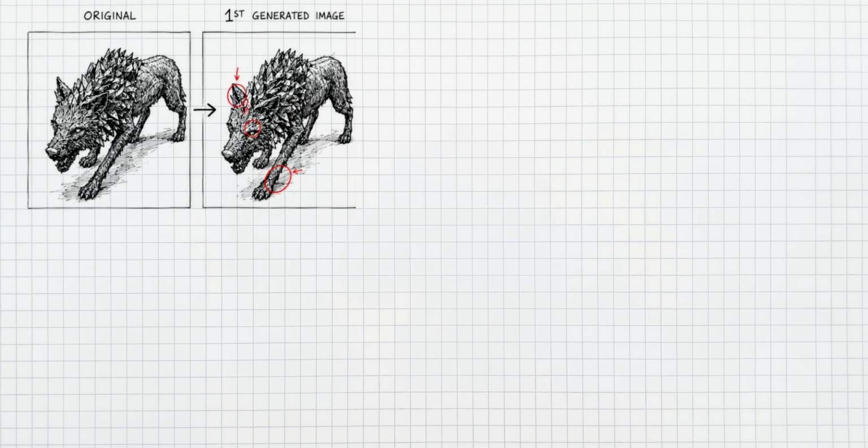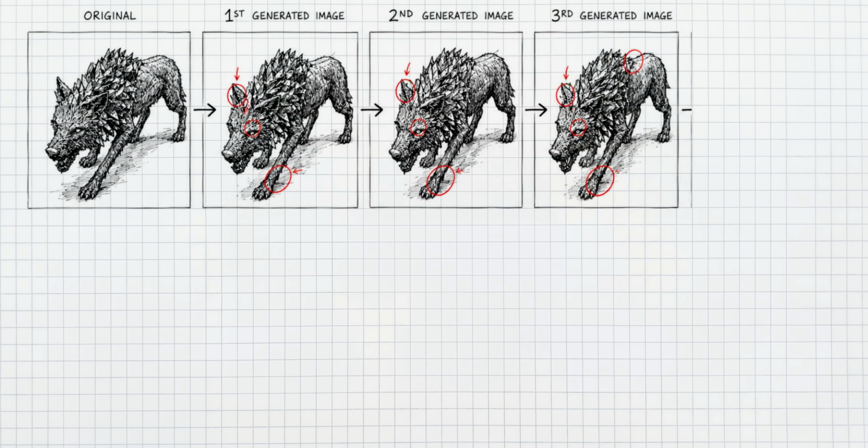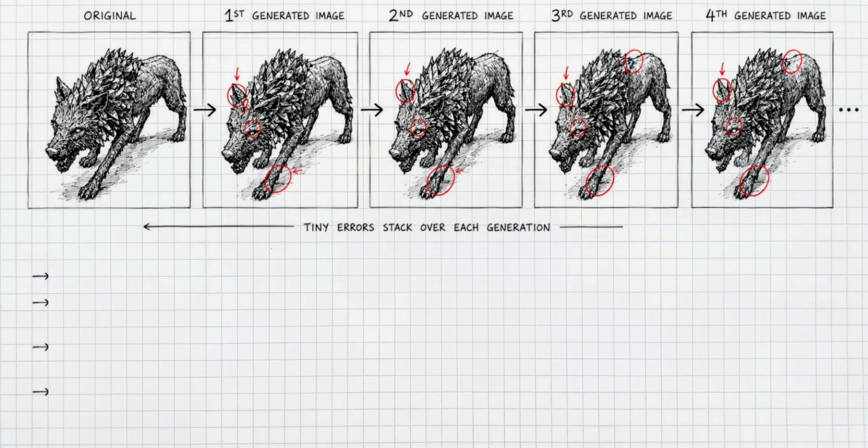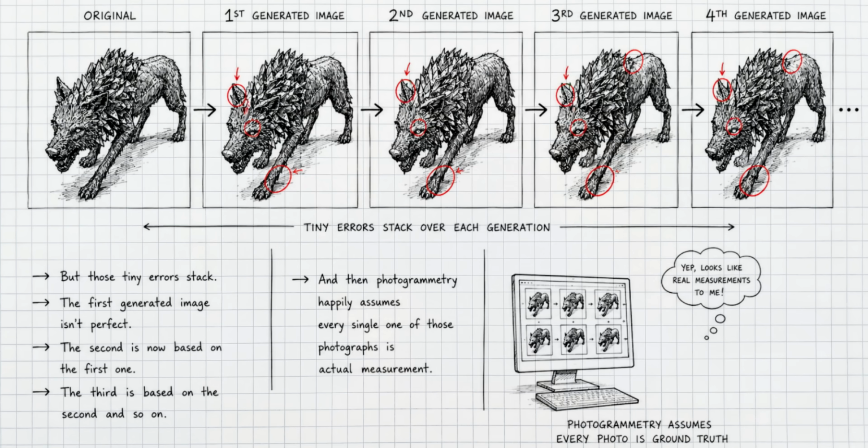The first generated image isn't perfect. The second is now based on the first one. The third is based on the second, and so on. And then photogrammetry happily assumes every single one of those photographs is actual measurement. So the final mesh isn't reconstructed from reality anymore. It's reconstructed from a long game of telephone.